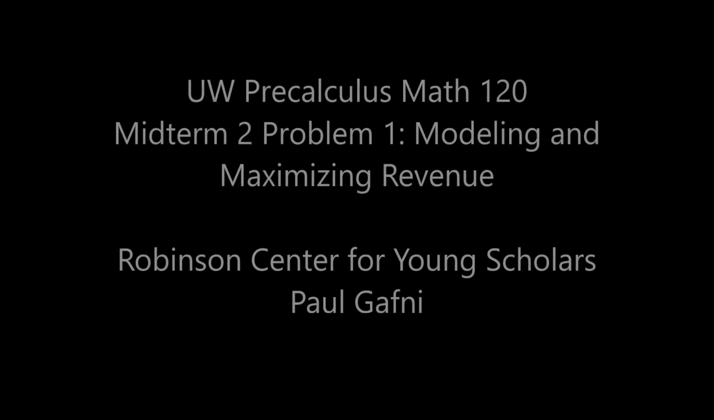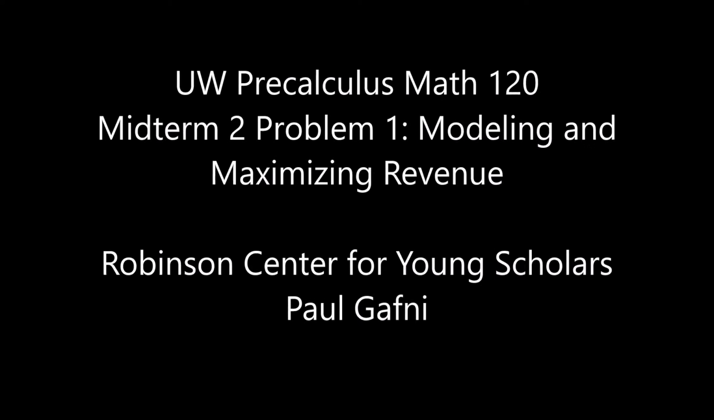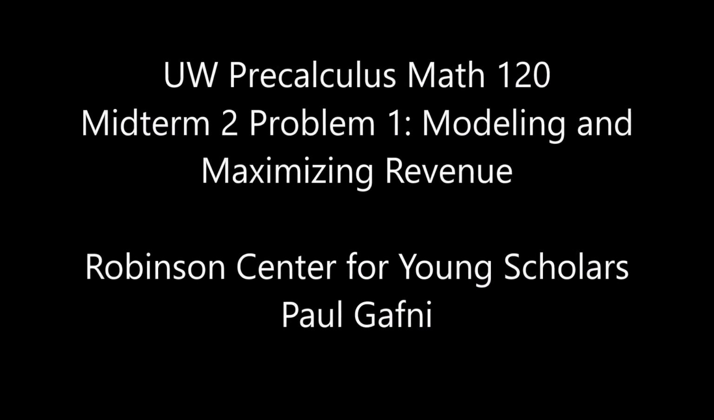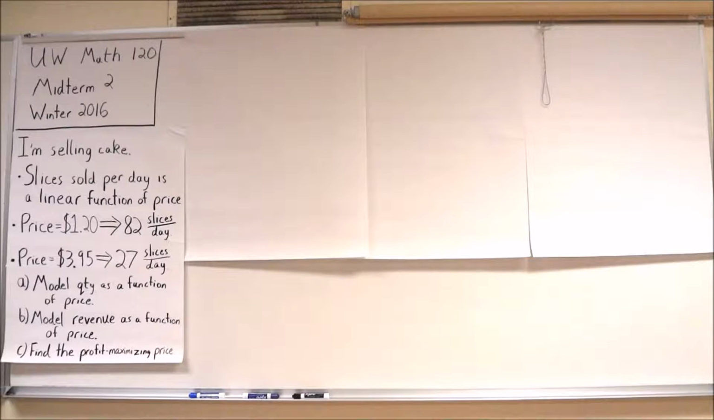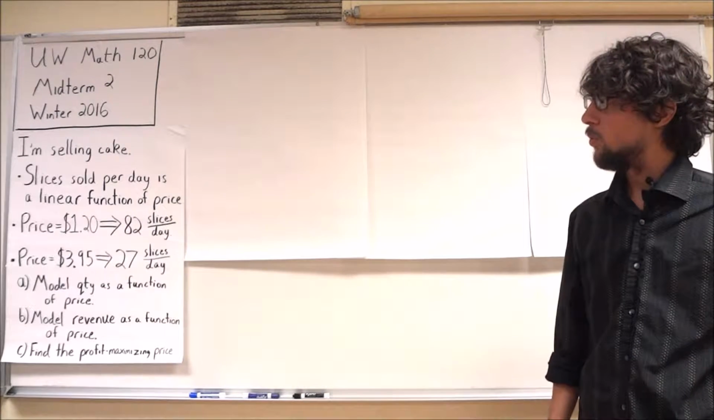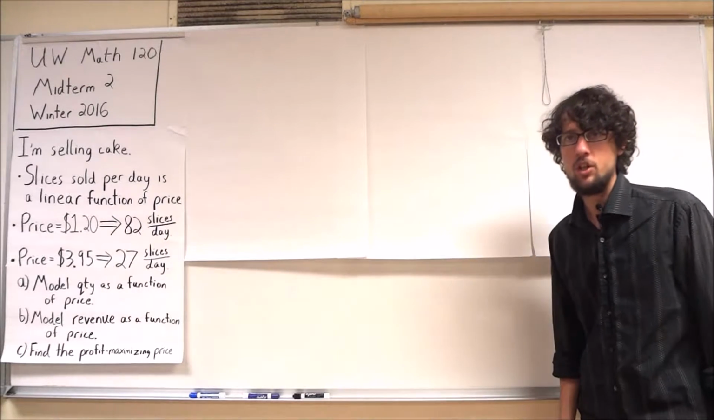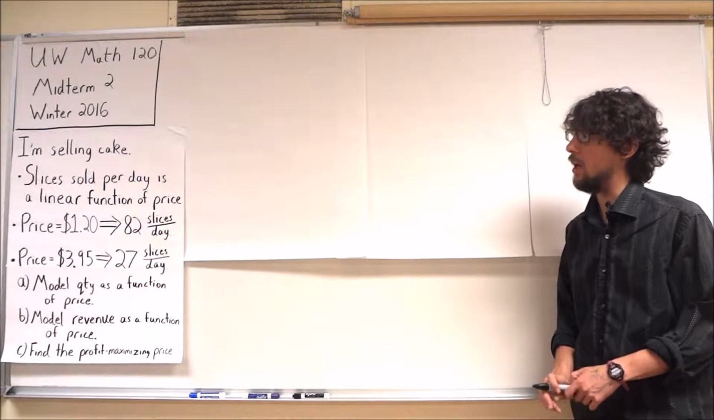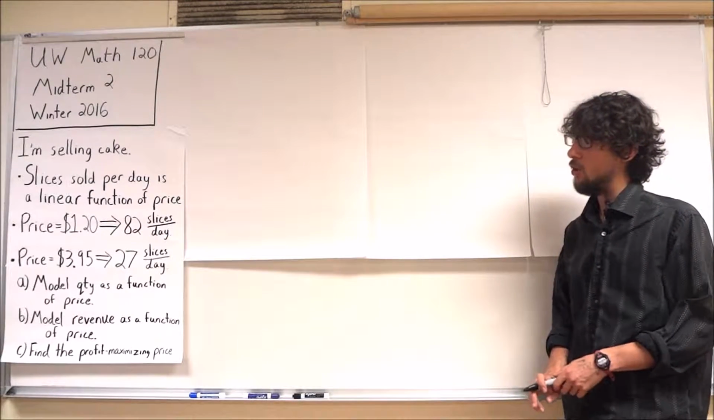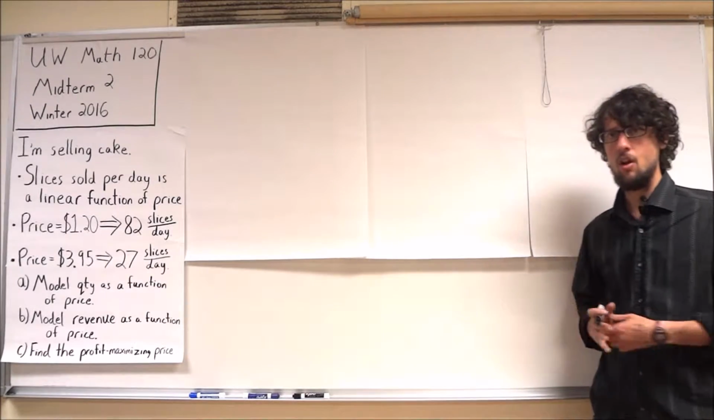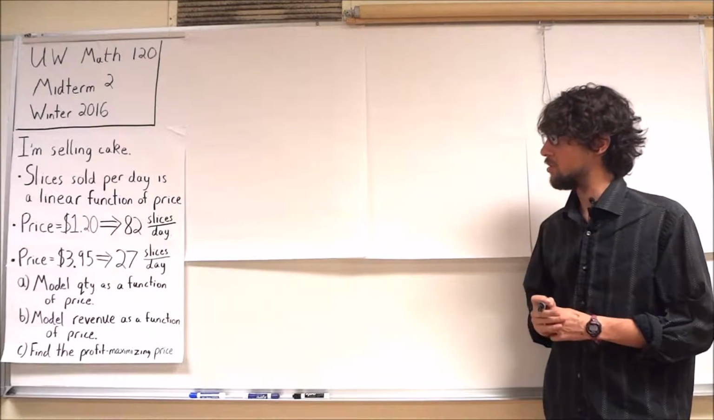So we're looking at midterm 2 from the University of Washington's Math 120 course. This is the first problem from the winter 2016 exam. And we're looking at a situation of selling cakes. And we know a little bit about the way that our revenue system works.